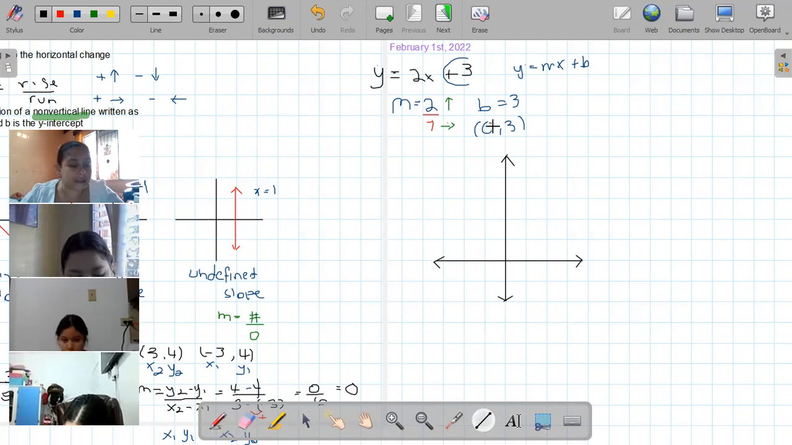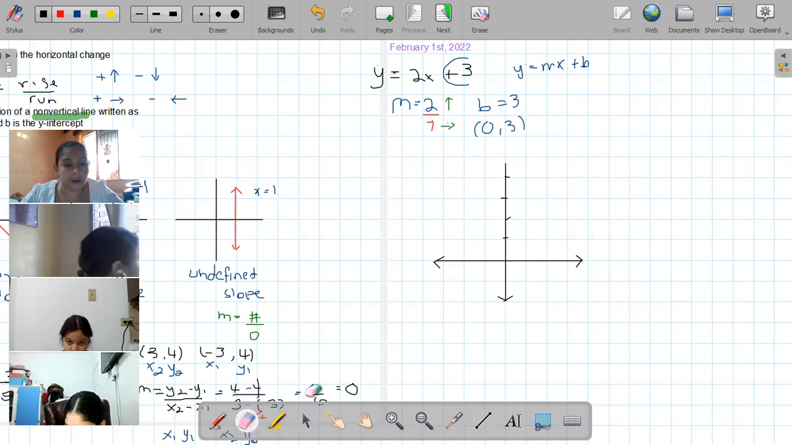I'm going to graph (0, 3). 1, 2, 3, 4, and I think that I'm going to need it a little bit longer. So I'm going to move it a little bit down.